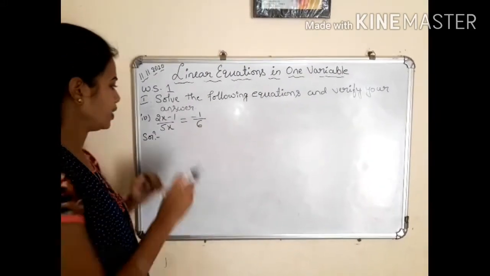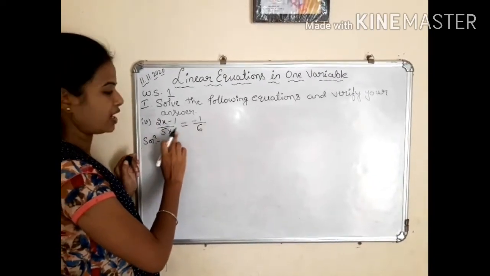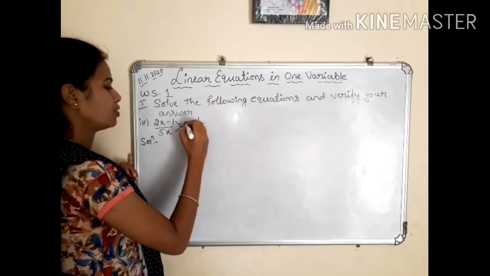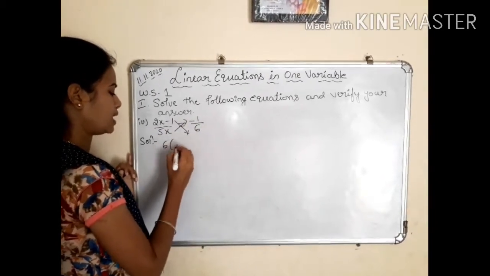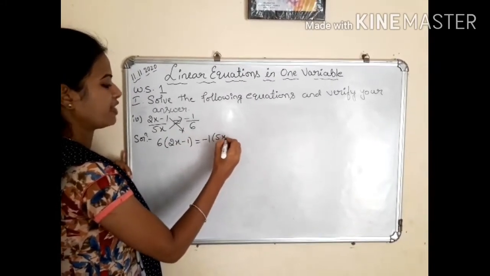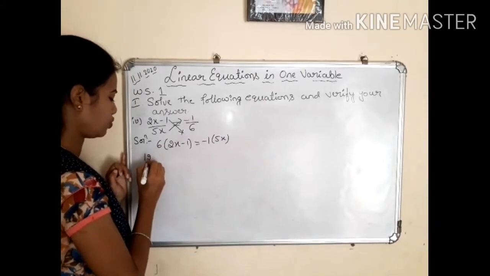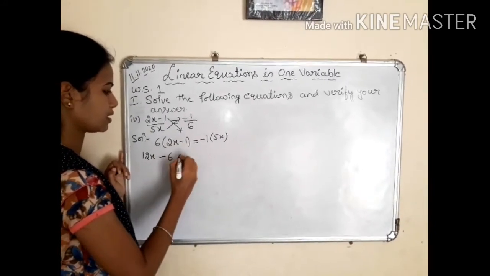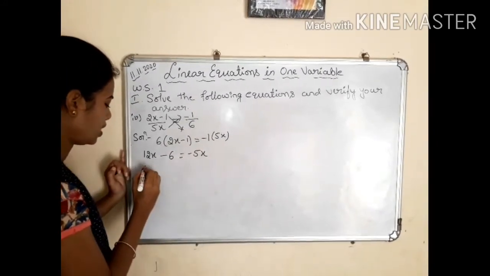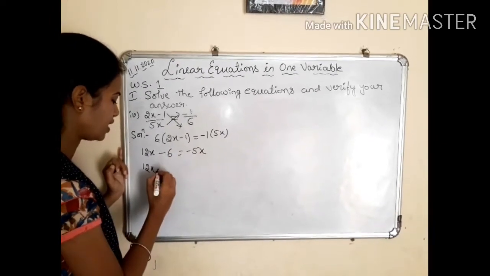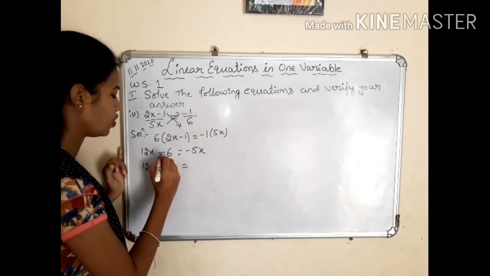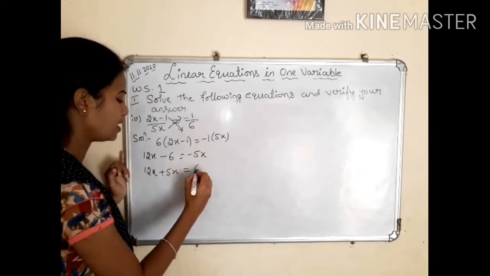Question number 4. 2x minus 1 divided by 5x equal to minus 1 upon 6. Go for cross multiplication. 6 multiplied with 2x minus 1 is equal to minus 1 multiplied with 5x. 6 2s are 12x minus 6 1s are 6 equal to minus 5x. Minus 1 into 5x is minus 5x. 12x, minus 5x take to the LHS side, it converts into plus 5x, is equal to minus 6, take to the RHS side, this becomes plus 6.